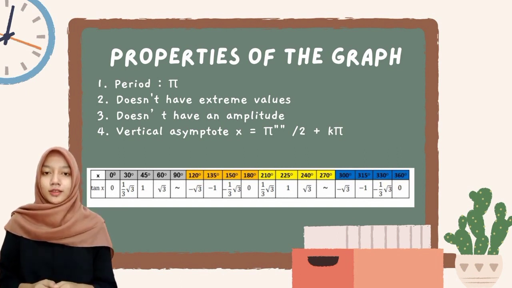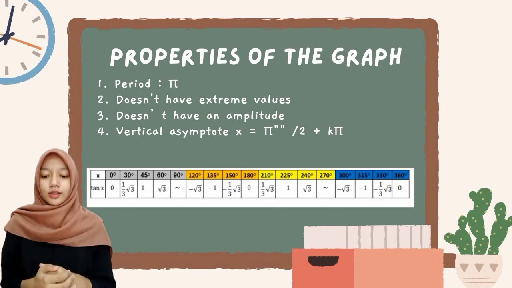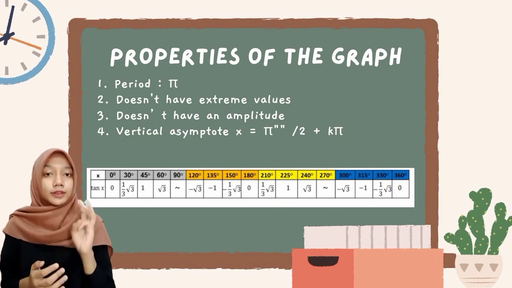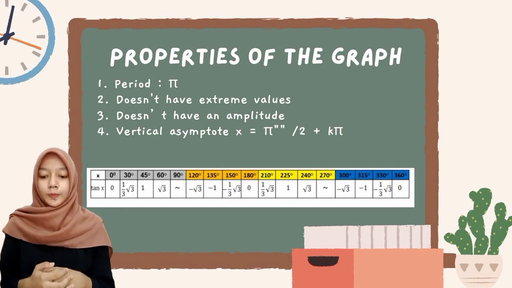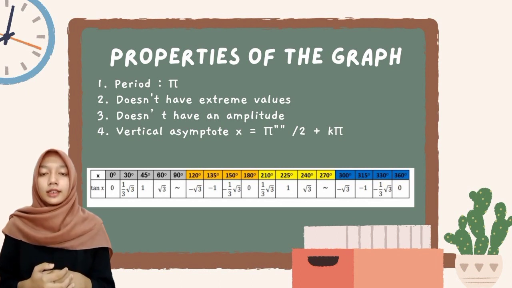The values of x: when x is 0 degrees, tan x is 0. X 30 degrees, tan x is 1 divided by 3 times square root of 3. X 45 degrees, tan x is 1. X 60 degrees, tan x is square root of 3. X 90 degrees, tan x is undefined. X 120 degrees, tan x is minus square root of 3.